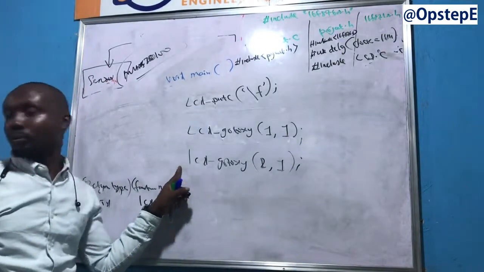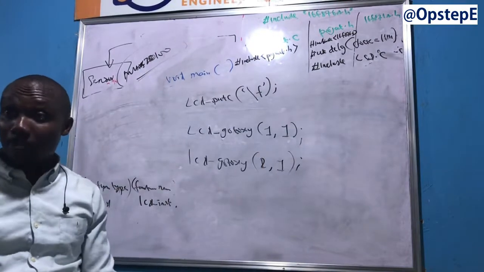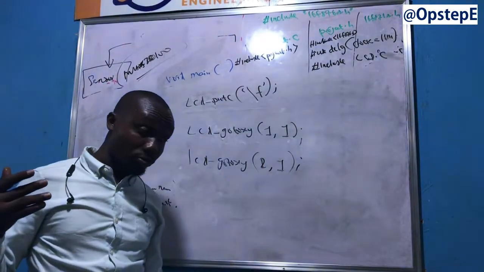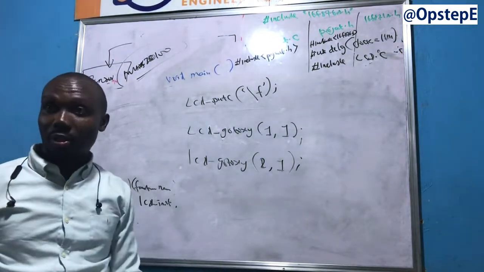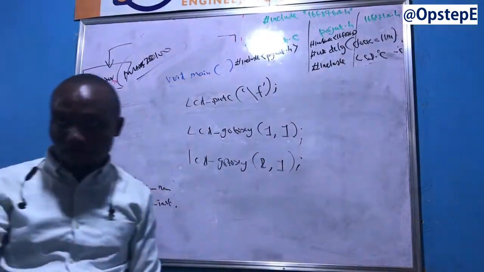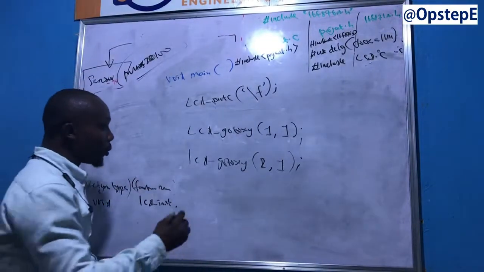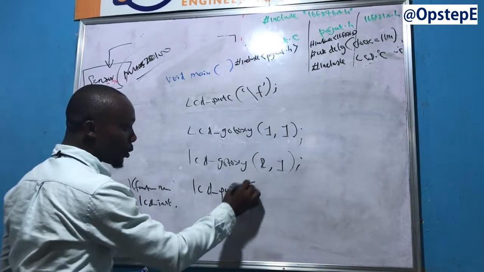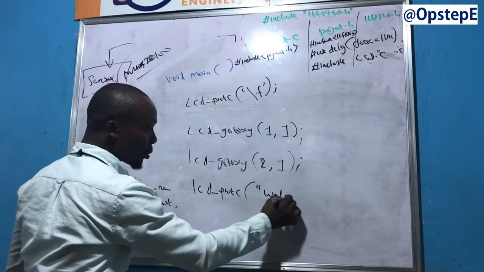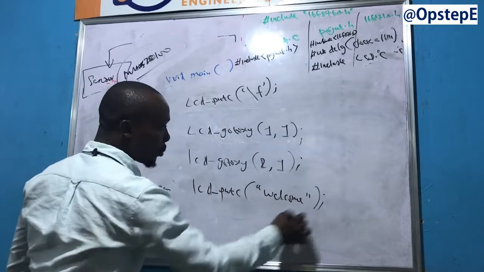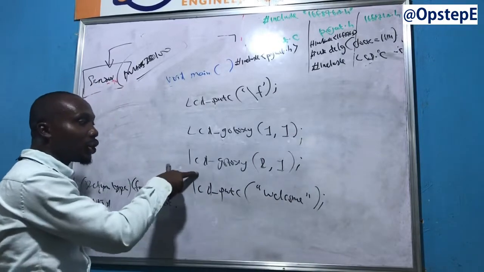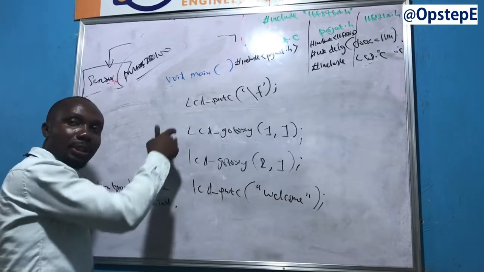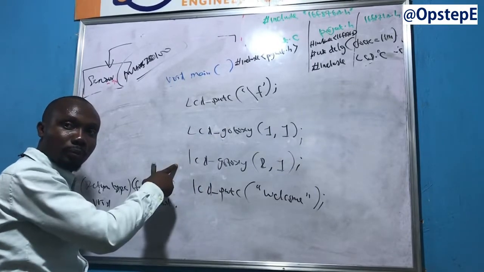Line 2. If I need to print something on the LCD, say for instance I need to write a non-changing character, say I want to write "Welcome", what I would have done would be LCD put C, open brackets, "Welcome". But that will be after I either change the line, clear the screen, or determine which line I want to put it on.